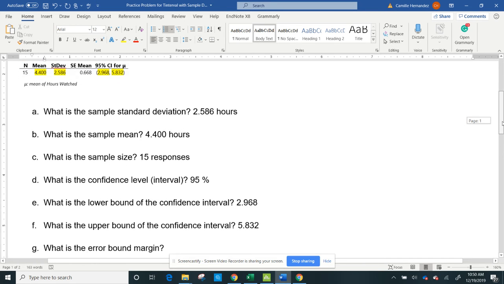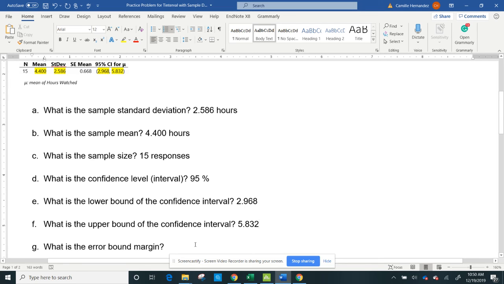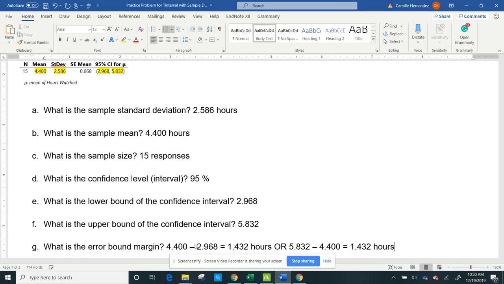All right, well, to figure that out, I'm going to do this one. I'm going to do 4.400 minus 2.968. If I put that in my calculator, I get 1.432 hours, or I can do 5.832 minus 4.400 equals 1.432 hours. Again, the error bound margin is the same regardless of the way I do it.